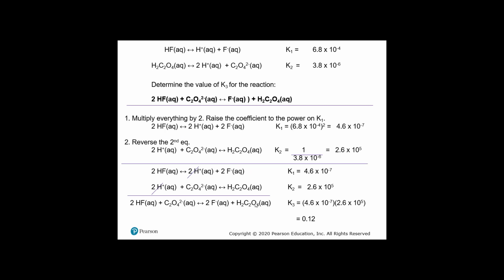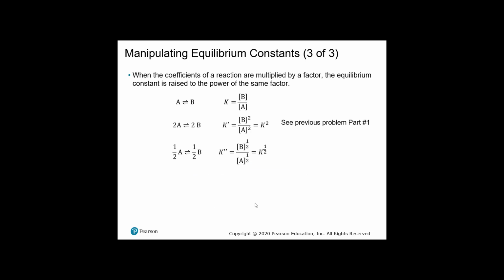Okay, so this problem here has a mixture of everything that I just discussed. One thing I want to point out, we have one more manipulating equilibrium constant, and I'm going to show it to you in the previous problem. When coefficients of a reaction are multiplied, you also have to multiply the equilibrium constant and raise it to that power. So here's a perfect example.